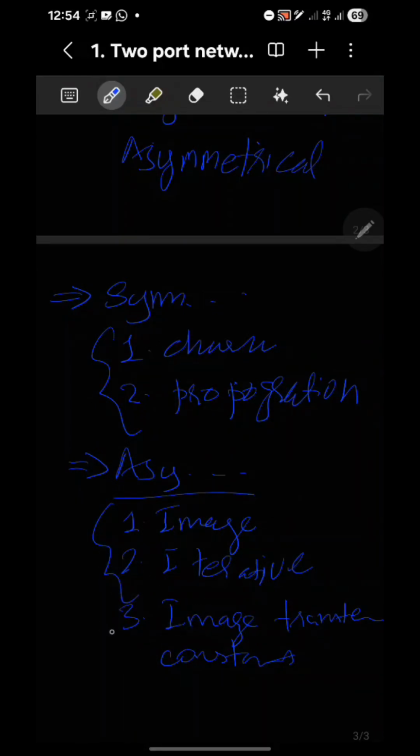In upcoming lectures, the expressions for these as well we'll discuss, but in detail we'll discuss characteristic impedance for symmetric networks and propagation constant for symmetric networks. And this is very important, characteristic impedance. Here as well, image impedance and iterative impedance.